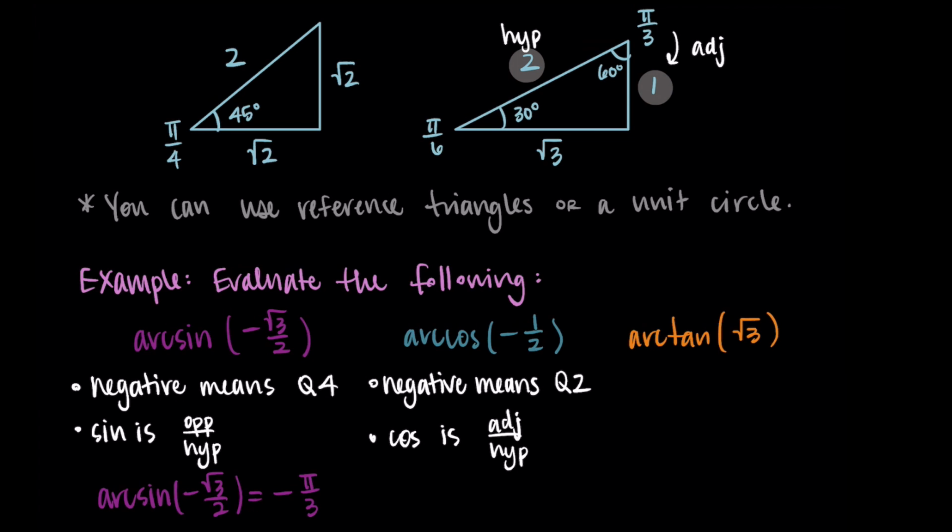But I need this to be in quadrant 2. I can't use pi over 3, that'd be in quadrant 1. So I need the corresponding angle in quadrant 2, which is 2 pi over 3. So 2 pi over 3 is my solution.